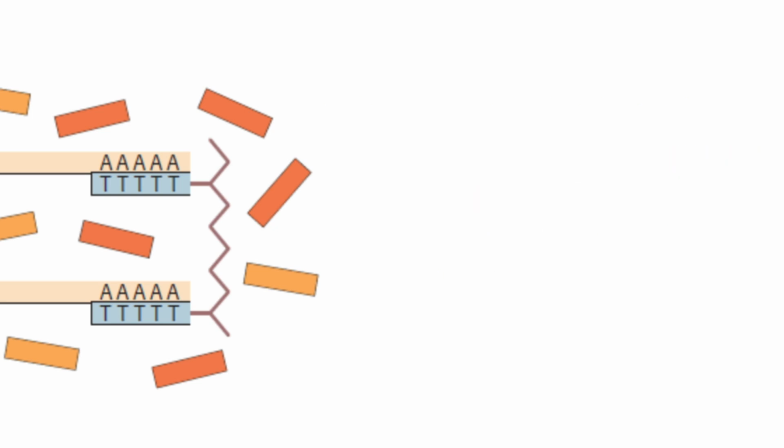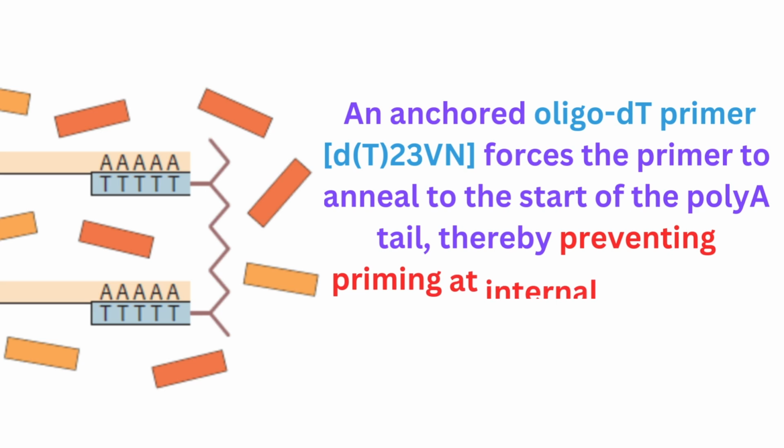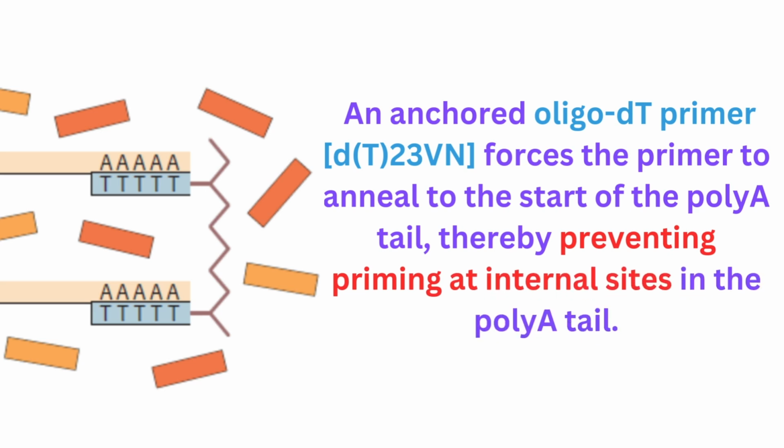When using an oligo-dT approach, you have your short thymine nucleotides, and these can be any length. In this case, it's 23. What you do is force the primer to anneal to the start of the poly-A tail. So they typically anchor oligo-dT primers, and in this case, it forces the primer to anneal to the start of the poly-A tail, and it prevents priming at internal sites in the poly-A tail.